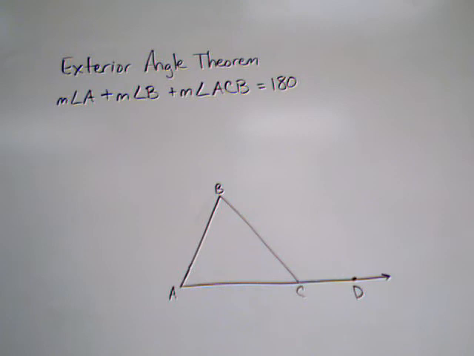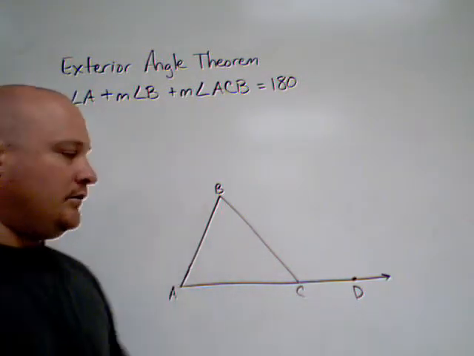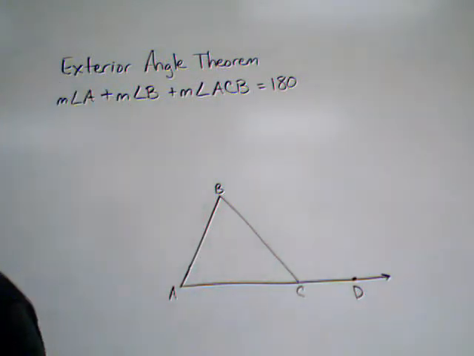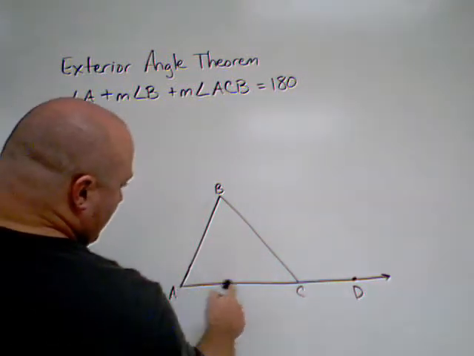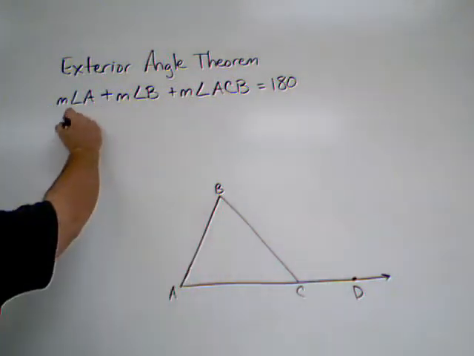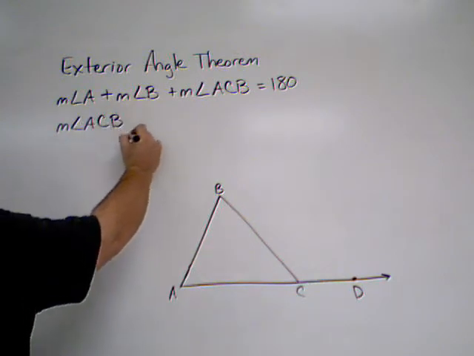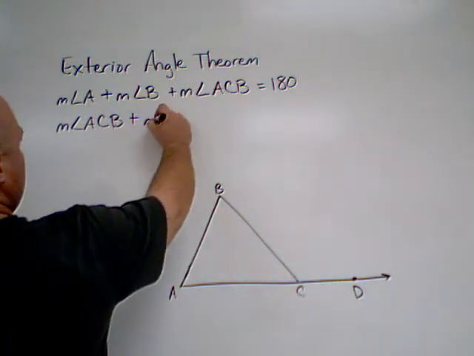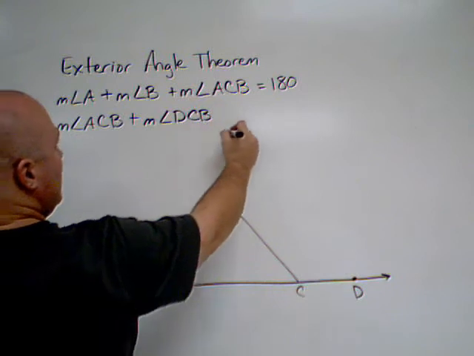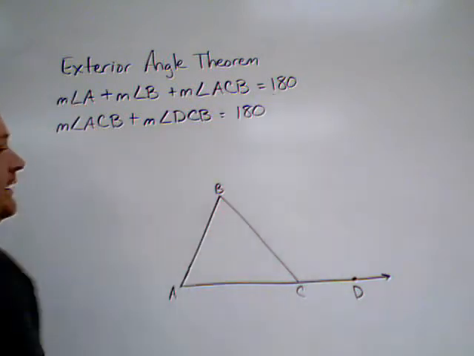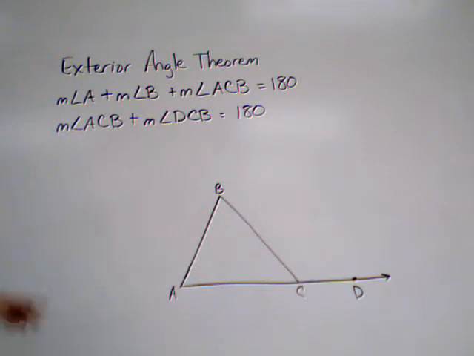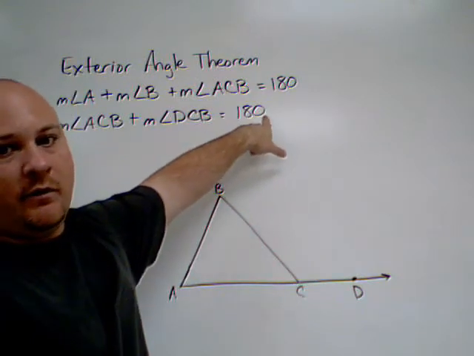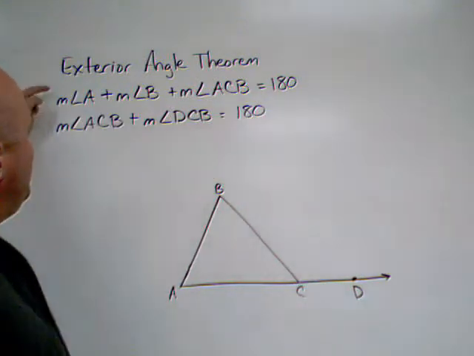Now, what we know about a straight angle, so going from AC to D, that's a straight angle, is that it's also 180 degrees. So we're going to add angle ACB plus the exterior angle DCB, and that is also going to be 180 degrees. So we're going to set this up into one equation. Since they both equal 180, we don't need that anymore. We're just going to set this equal to this.